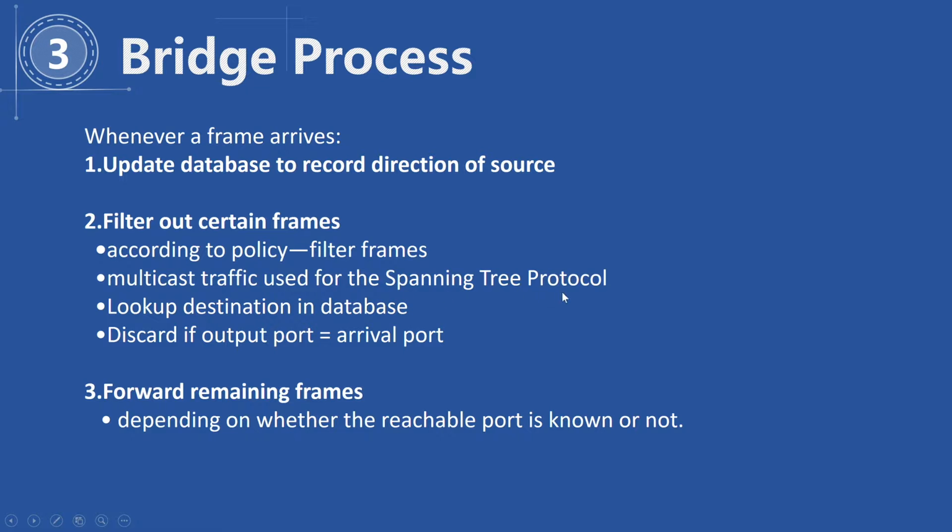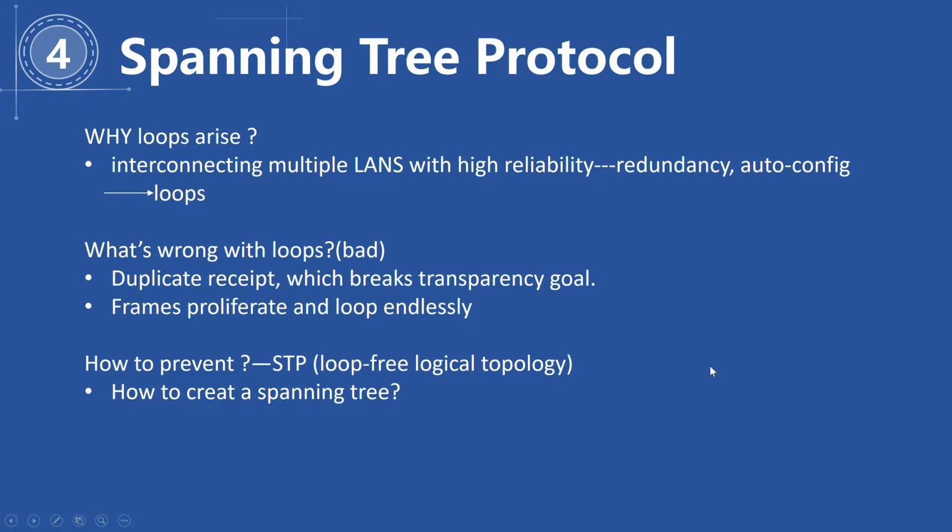The second step is to filter out certain frames according to the policy, to filter frames such as multicast traffic used by the spanning tree protocol. Look up the destination in the database. Discard the frame if the output port equals the arrival port, which means the frame is going in the wrong direction, and then forward the remaining frames depending on whether the destination is reachable or not, using flooding or forwarding directly.